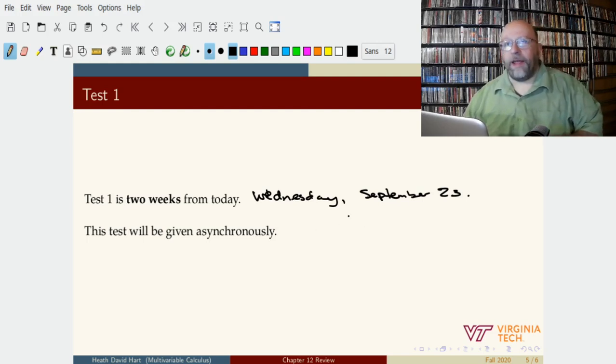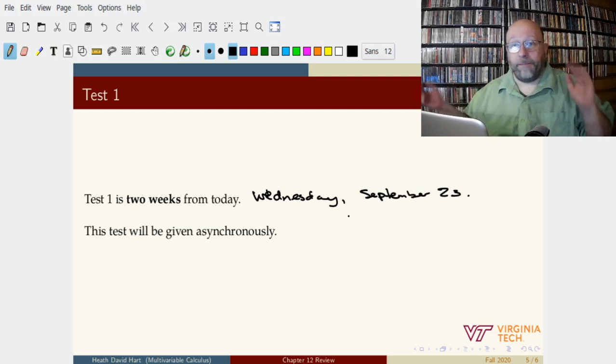What I mean by that is that it will become available Wednesday morning. It will become unavailable Wednesday night, probably over a 12-hour window from 9 a.m. to 9 p.m. And you can choose during that time period when to start the test, but once you start it, you have a 90-minute time limit to return it. So you'll click on the test in Canvas. There'll be a PDF to download. You download the PDF, you work through the problems, you upload your work back to there within the time limit.